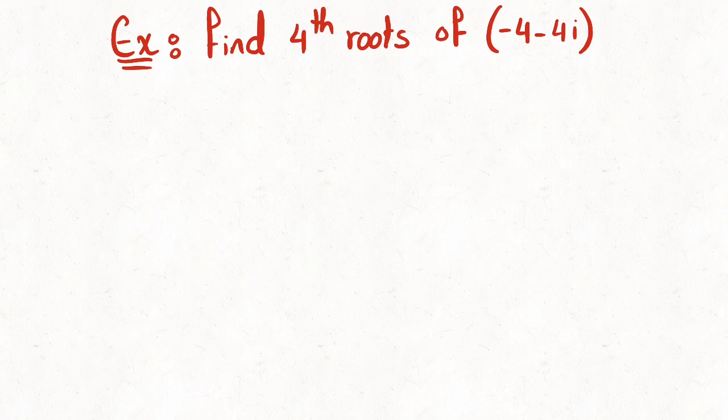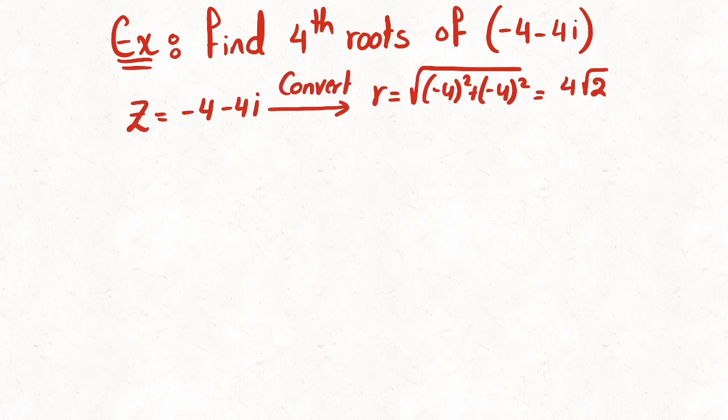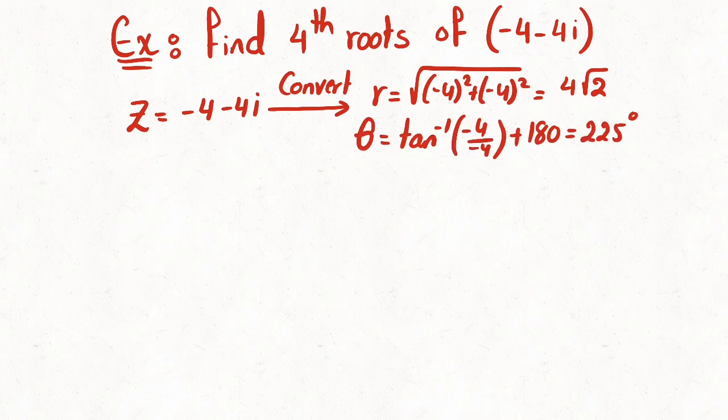Example, find the fourth roots of -4 - 4i. Now we take z equals -4 - 4i. The fourth roots means that n equals 4, and we are going to find the roots for k equals 0 up to 3. Now we convert z from rectangular to polar form. We find r as you can see, and then we will find theta, which will be tan inverse of negative 4 divided by negative 4 plus 180. Then we start applying the rules as I said before from k equals 0 up to 3.